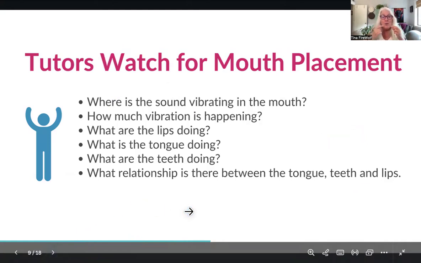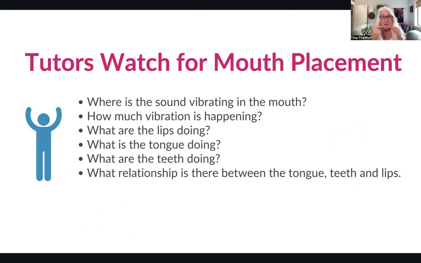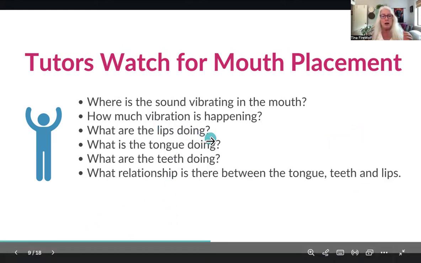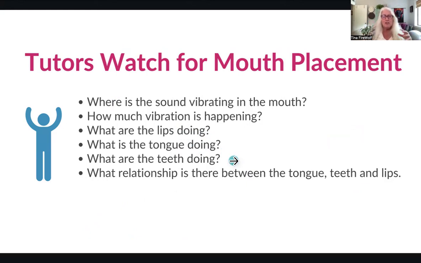Watch for where the sound is vibrating in the mouth. You can just think about yourself when you're speaking the word. Let's play with the word "they." They. So you're thinking about, well, where is the vibration happening? Okay, it's kind of between my teeth and my tongue, right? How much vibration is there? What are my lips doing when things are vibrating? Where's my tongue? Are my teeth involved? And is there a relationship between the tongue and the teeth and the lips, right? That's what you're trying to help the student understand so that they can then produce the sounds and the word.